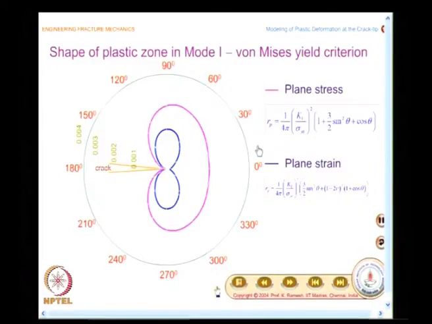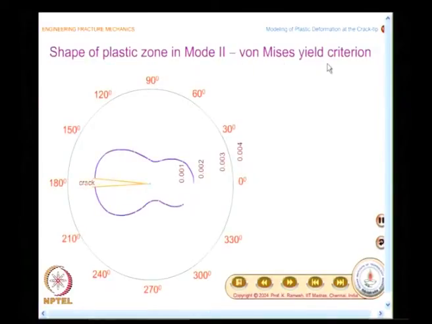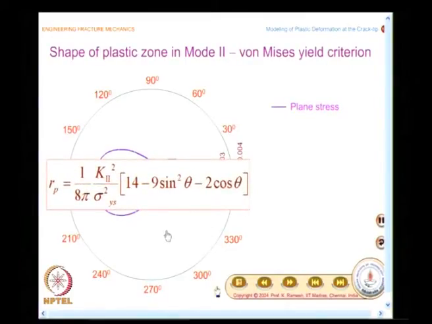When I go to the mode 2 situation, I am not drawing it for both yield criteria, I will draw it for the von Mises yield criterion. This is how the zones appear. I think you need to write this expression. Rp is given as 1 by 8 pi k2 squared divided by sigma ys squared multiplied by (14 minus 9 sin squared theta minus 2 cos theta).